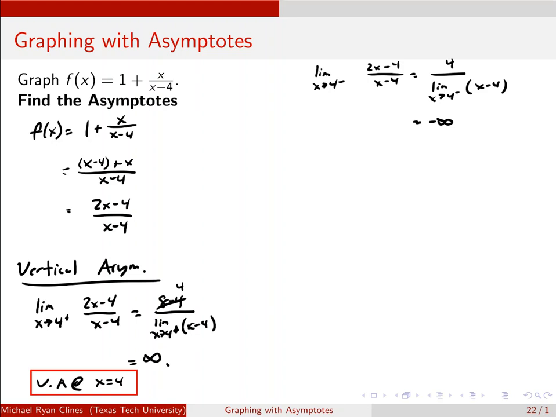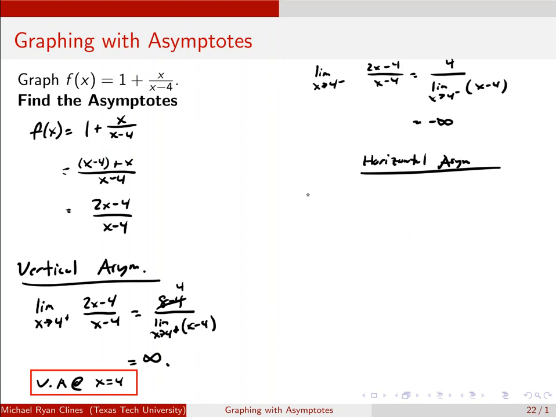However, now we know if we come up from the left, the function dive bombs towards negative infinity, and if we come at it from the right, it skyrockets off towards infinity. But we still have our vertical asymptote at x is equal to 4. But now, we want to find the horizontal asymptote. Don't feel like spelling the word asymptote. All right, how do we do that?